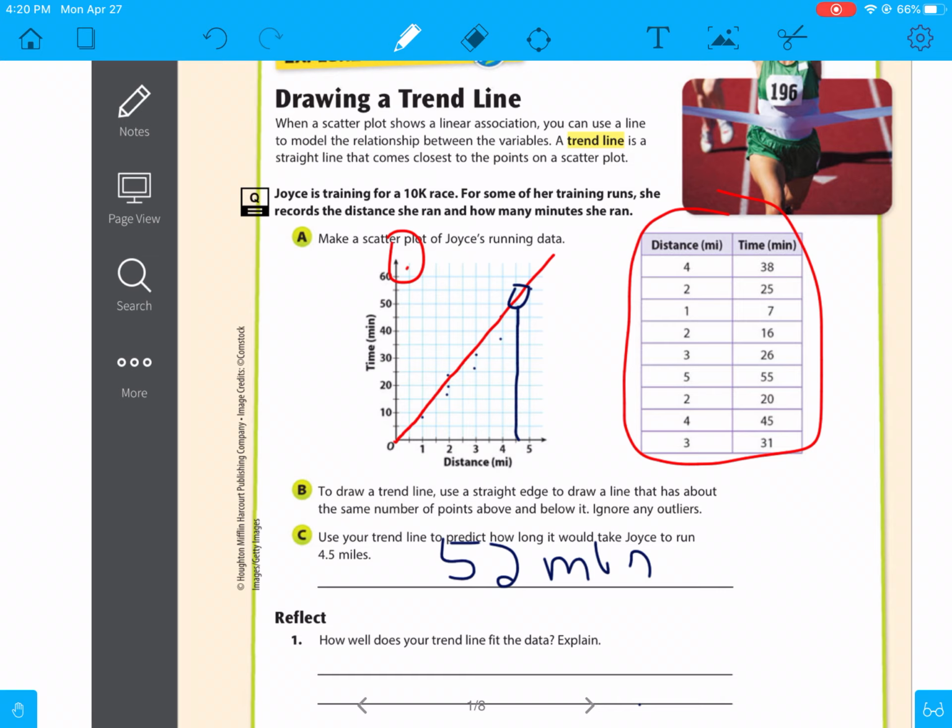How well does your trend line fit the data? It looks like they're all pretty close. If I would do this again, my line would probably look a little bit more like the blue one, which would be roughly 48 minutes. So somewhere around there.